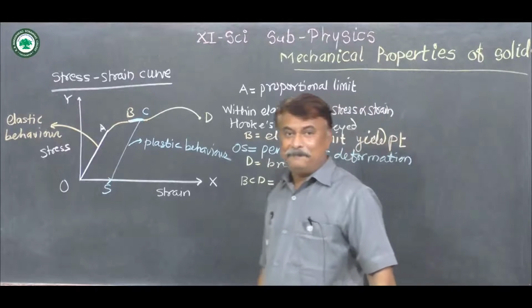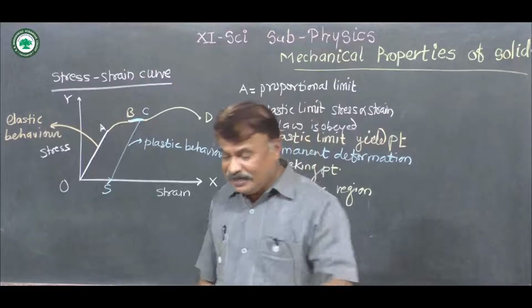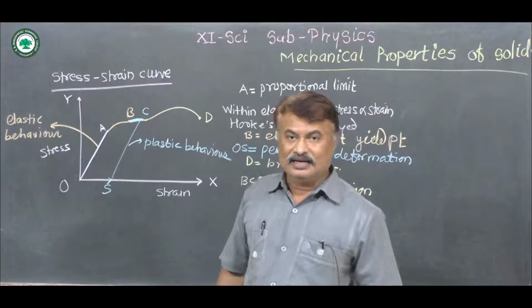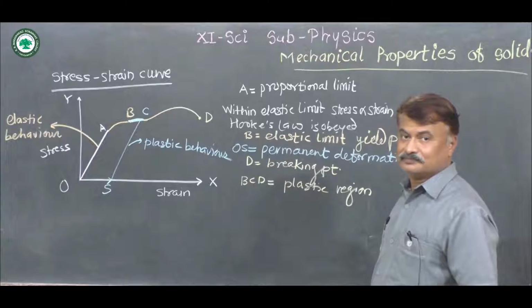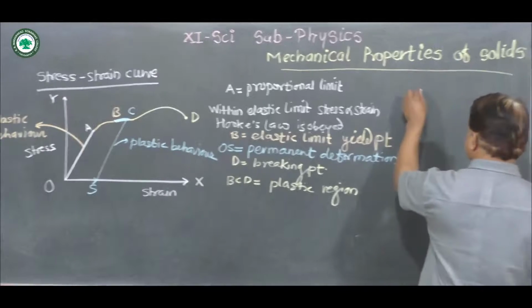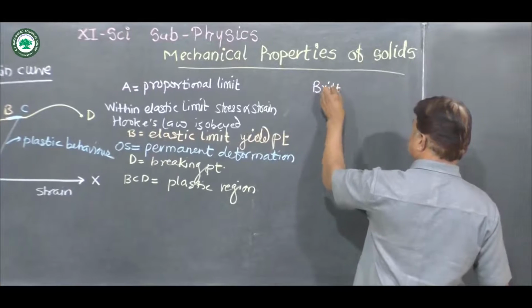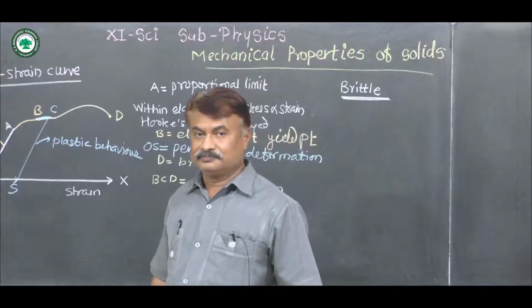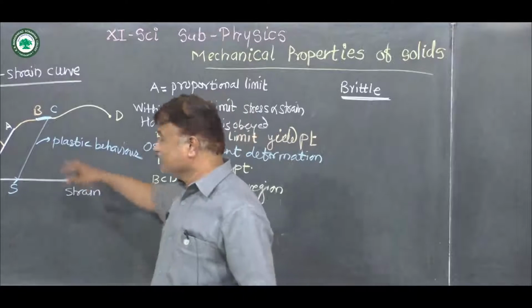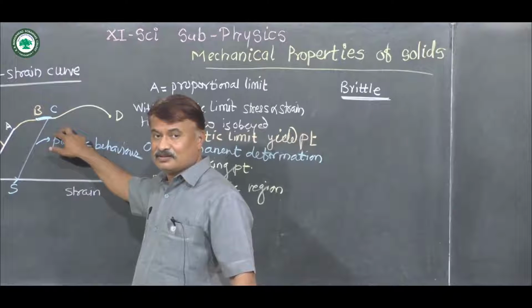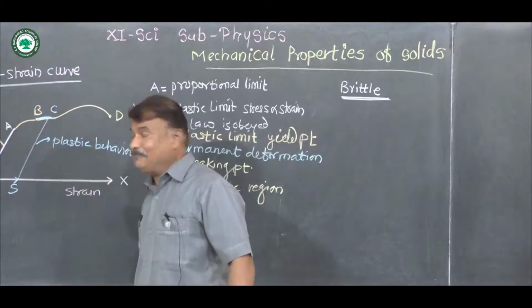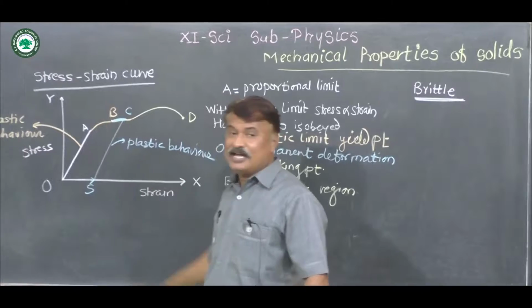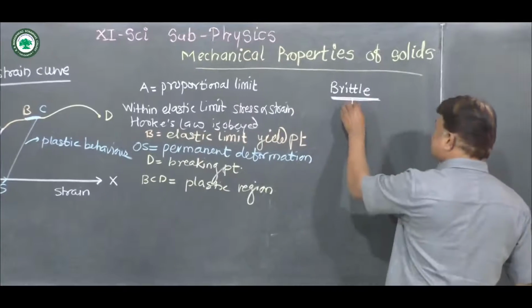Or it is called as plastic deformation. Depending upon this plastic region or plastic deformation, there are two types of material. One is brittle. What is brittle substance? In this brittle substance, wire breaks within elastic limit. Means after B, wire suddenly breaks. Such type of substance is called as brittle substance.